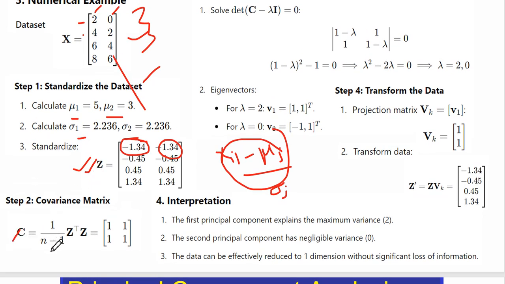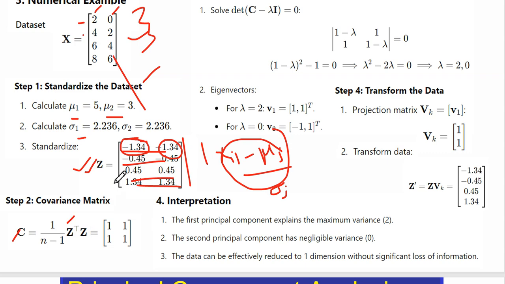What is the formula? 1 by n minus 1, and we have to transpose this one. What is the meaning of transpose? Simply rotate rows into columns. This row is transformed as a column, this row is transformed as a column, this row is transformed as a column, this row is transformed as a column. That is Z transpose.